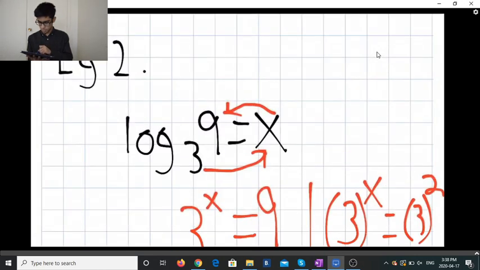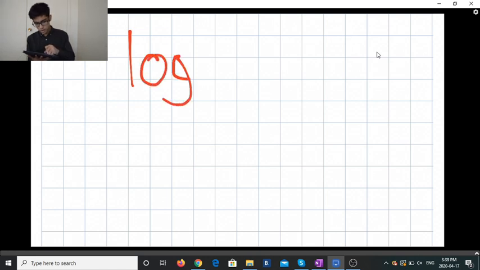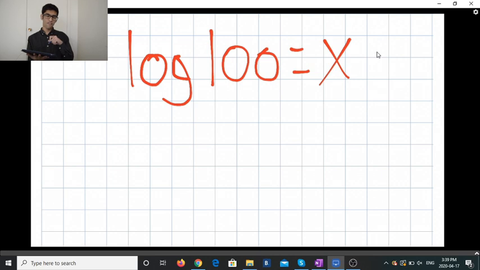Oh, I don't have a next problem. Or, you know what, let's come up with a problem right now. So let's say we had log 100 is equal to x. Notice how I don't have a base there.